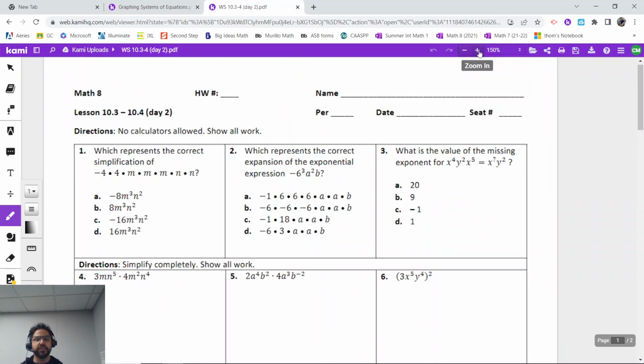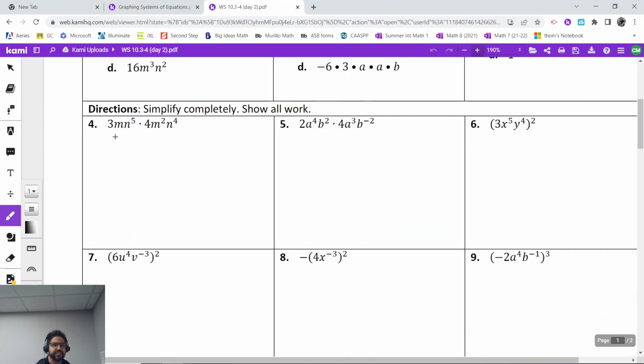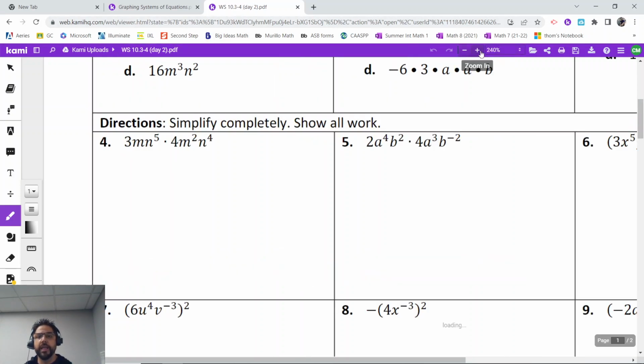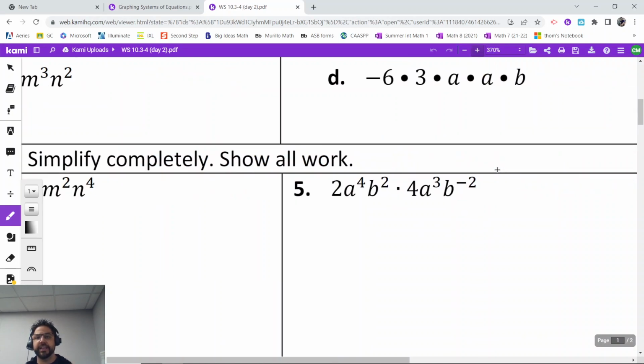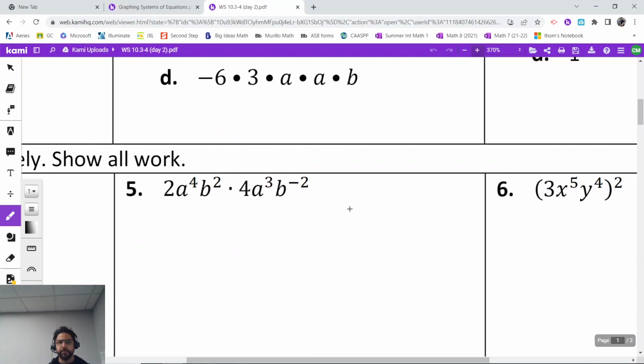So we're going to go ahead and notice the difference between number 4 and number 5. Number 4 is more of a standard problem like we actually taught you with lesson 10.2, learning about our awesome rules of exponents. But let's look at number 5, because number 5 is a little bit more representative of lesson 10.3 and 10.4 because you've got a nice negative exponent there. So there's two ways that you can actually do this problem.